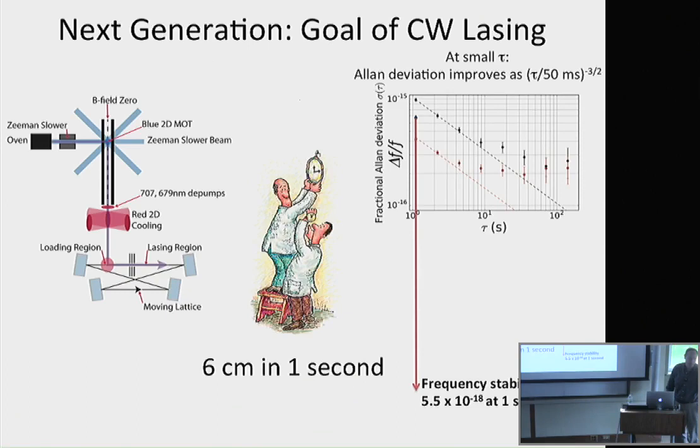So we think that it's starting to be interesting. You can measure where you are in gravitational potential with high bandwidth. You can already reach this kind of stability, but you have to average for like 20,000 seconds. Oh, that's too much. 1,000 seconds to reach.